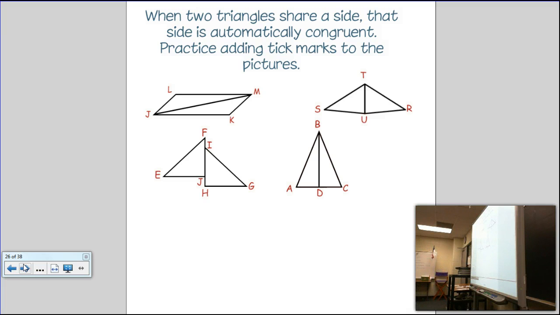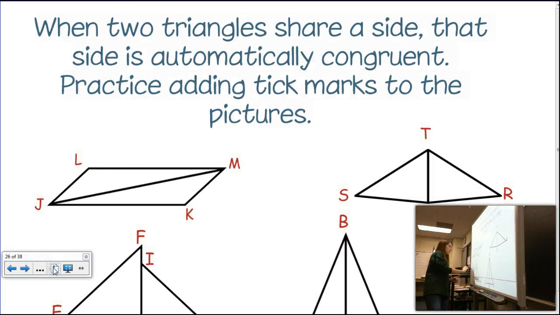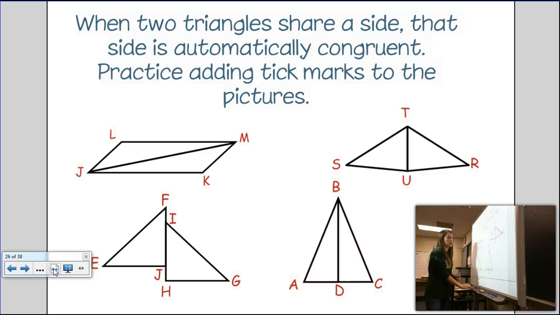Now we're on to your notes. So please open up your notes to page 2 because we did page 1 yesterday, but I forgot to pass them out. I know. Page 2. Practice adding tick marks to the pictures. Go.